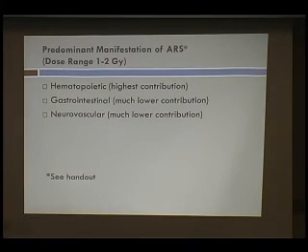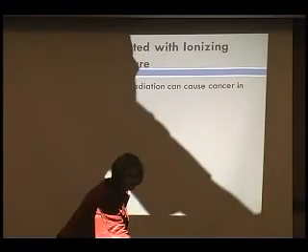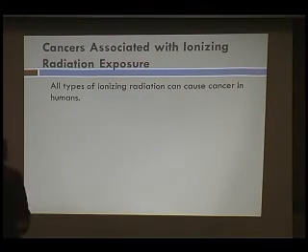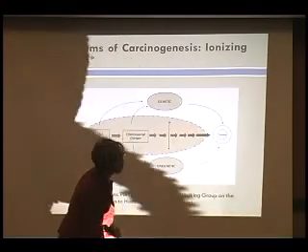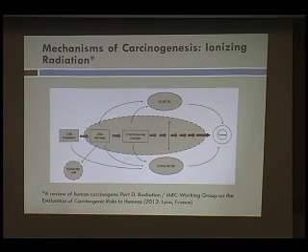And the main effects from the acute radiation syndrome is hematopoietic, so it's the blood. It's affecting the blood. Then you have some gastrointestinal or some neurovascular. And so what are the cancers associated with ionizing radiation exposure? Basically, all types of ionizing radiation can potentially cause cancer in humans. But there's quite a bit of literature out there on where's the biggest evidence with the cancers, and I'll talk about that in a minute.